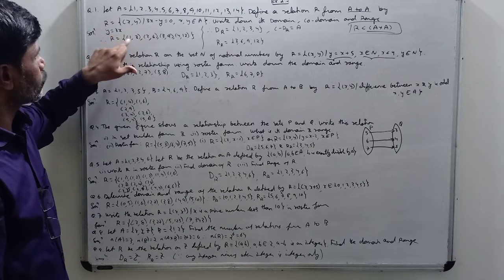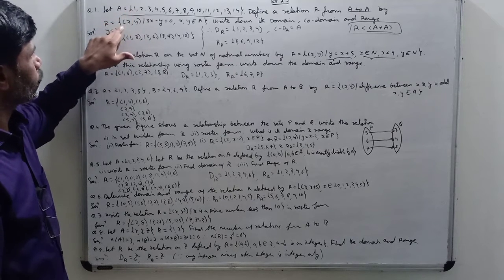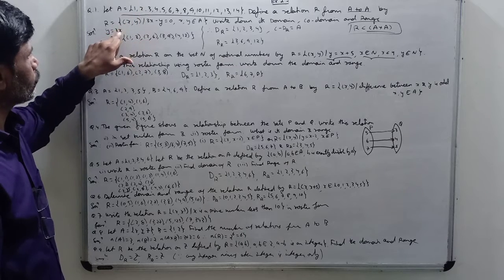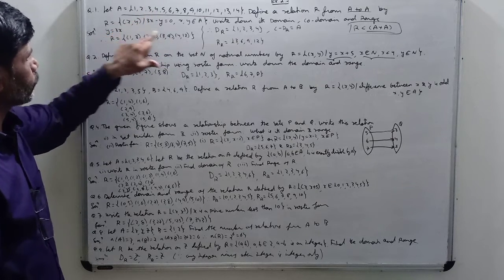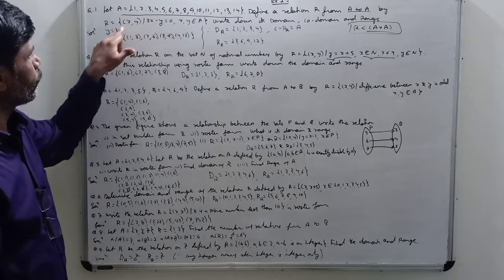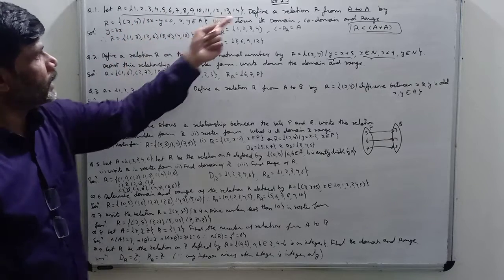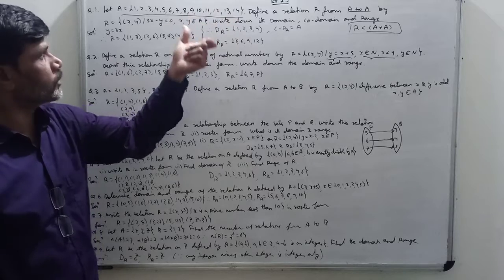So when you put x equals to 1, 3 1s are 3. When you put x equals to 2, 3 2s are 6. When you put x equals 3, 3 3s are 9. When you put x equals 4, 3 4s are 12. When you put x equals 5, 3 5s are 15. But 15 is not there in A.